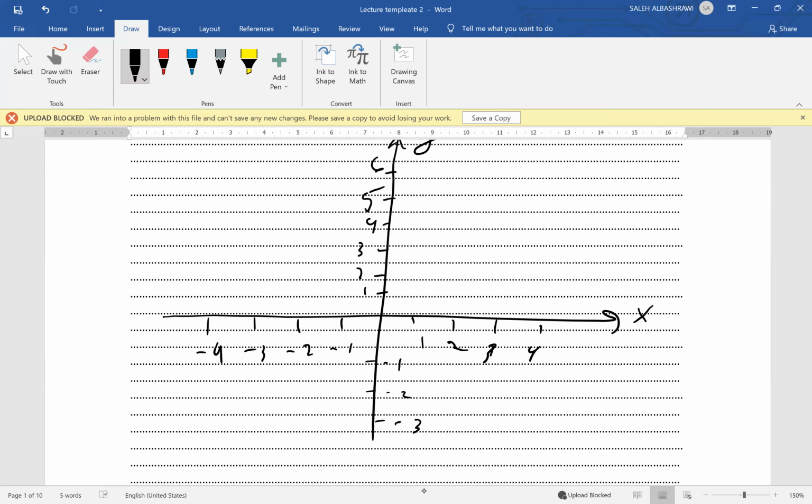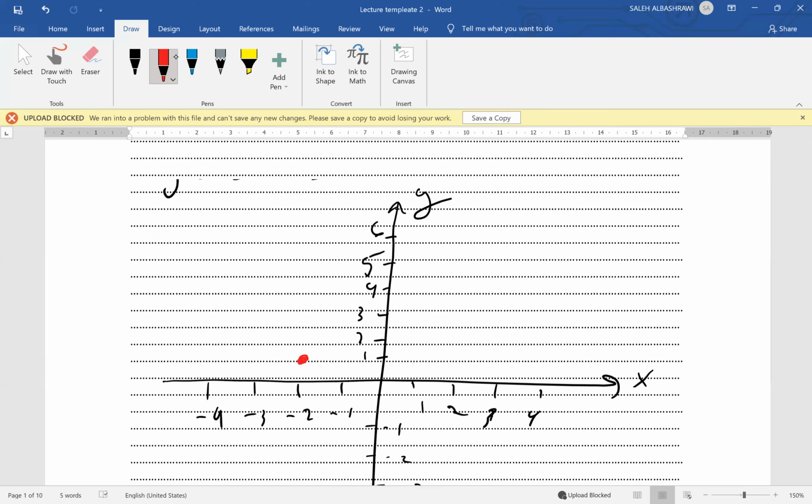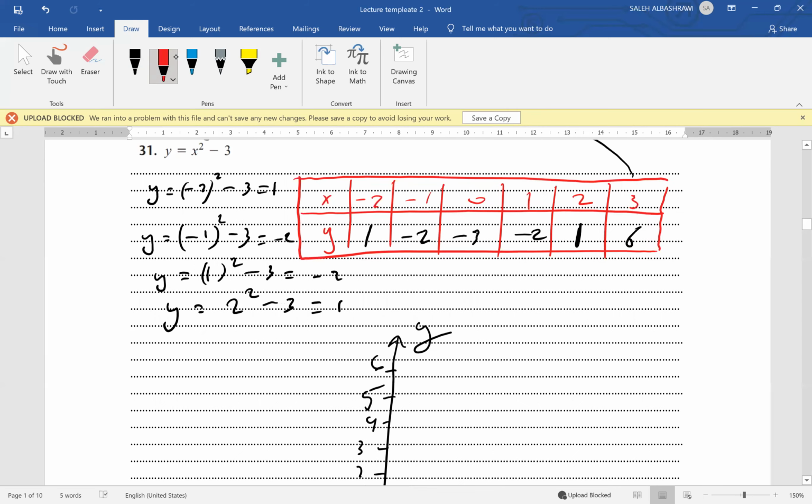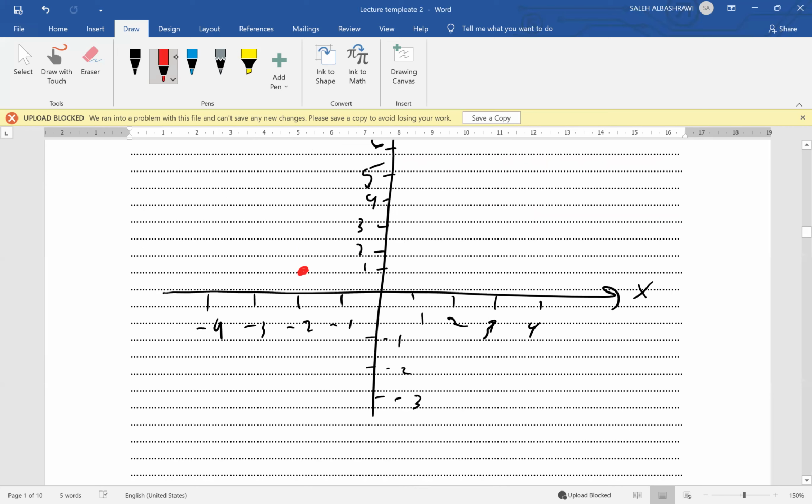Second point is minus 1 and, we go back to see, and minus 2. Minus 1 and minus 2, which is down. Third point is 0 and minus 3. Then 1 and 2 again. 2 and 1. 3 and 6.